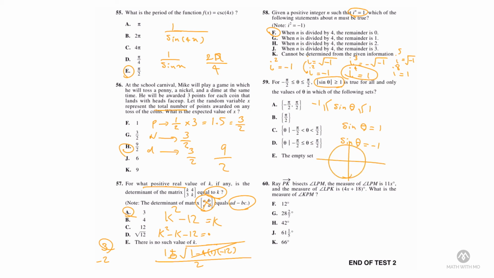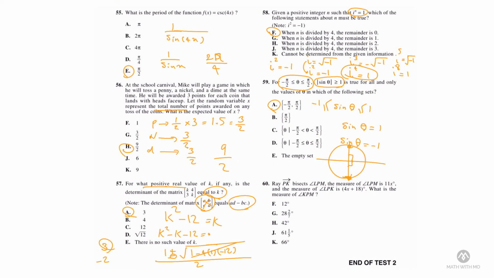Unit circle, sine of theta 1, so this value or this value, because we are between minus pi over 2 and pi over 2. So basically it's either pi over 2, which is 90 degrees, or minus pi over 2, which is minus 90 degrees. Here or here is the answer. Done.